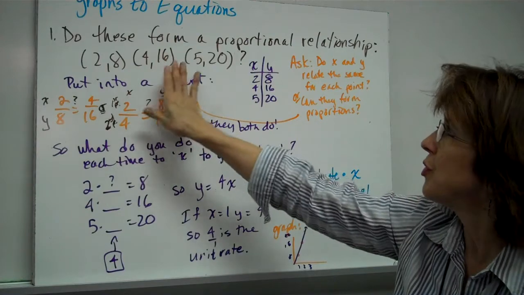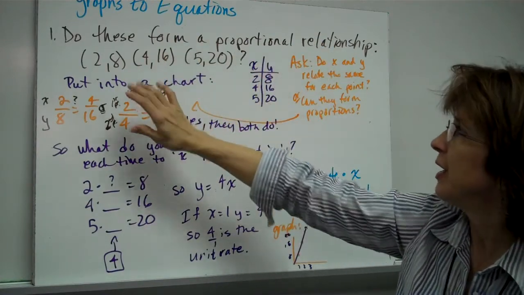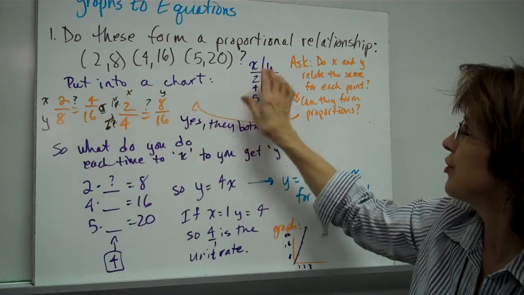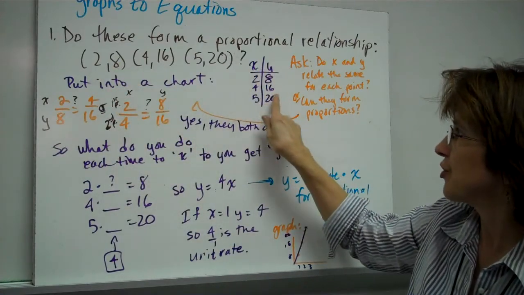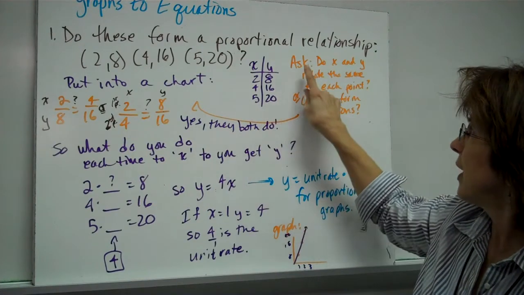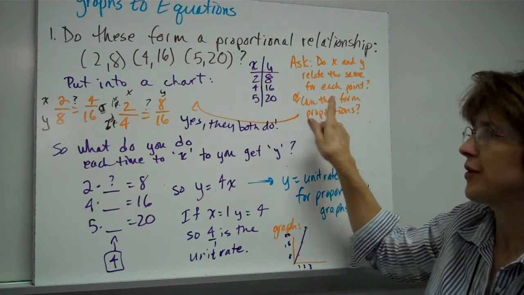Do these points form a proportional relationship on a graph? And here are the points. So the first thing you want to do is put them in a chart. Remember, the first one is your x, the second one is your y, so we can just chart it like that. Then you want to ask yourself, do x and y relate the same for each point?